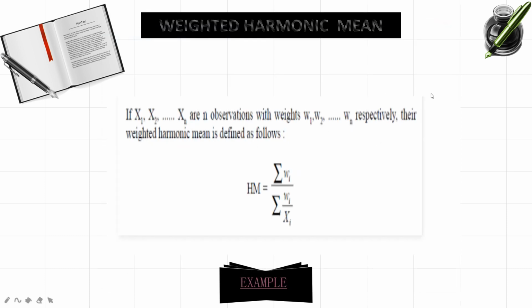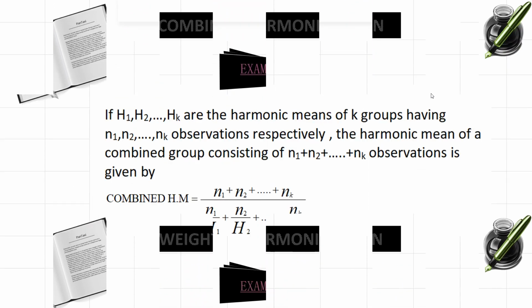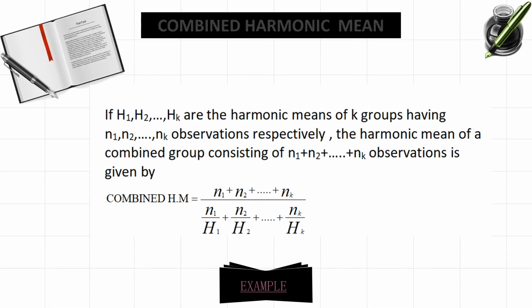Next we have combined harmonic mean. Suppose k groups of related observations and corresponding harmonic means are given, then here is the formula to calculate combined harmonic mean: find out the total of the observations in each group and then divide it by the total of the ratios of the observations to the harmonic means. Let me give one small example for understanding this.